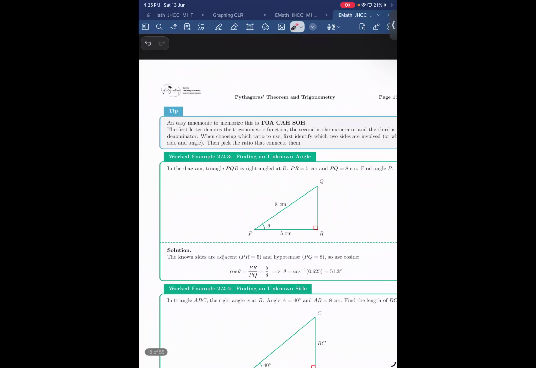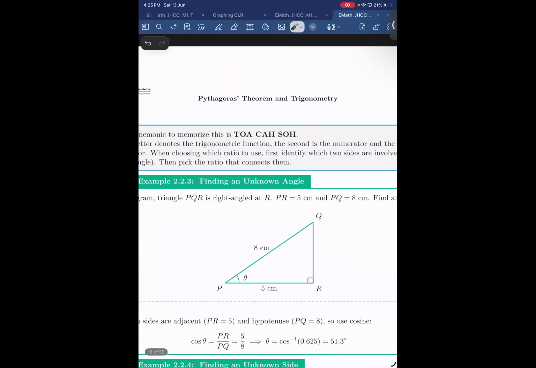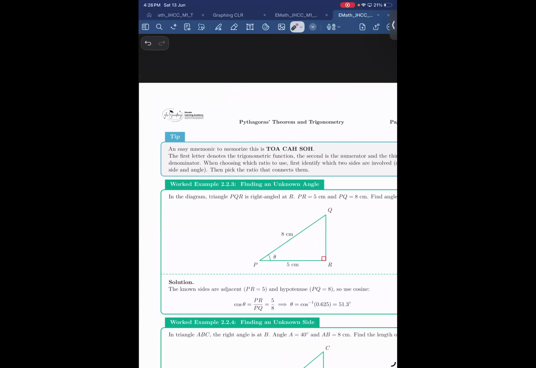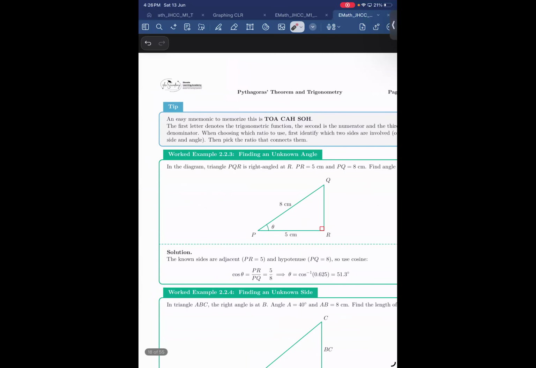Of course, we use SOH CAH TOA to memorize it. The first letter is the starting letter of the trigo function. So TOA, T is tangent, then CAH is cosine, and SOH is sine, opposite over hypotenuse.